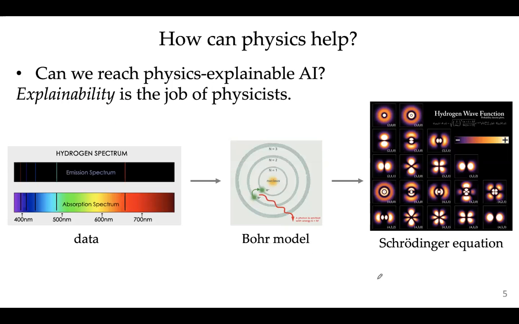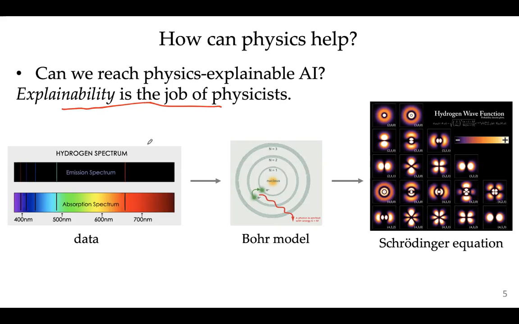Okay, the next question that I'm going to ask is, can we reach physics explainable AI? Most of the AI models are black boxes. They work well, but we don't know exactly how they work. So can physics help in this problem? Well, explainability is the job of physicists, actually.